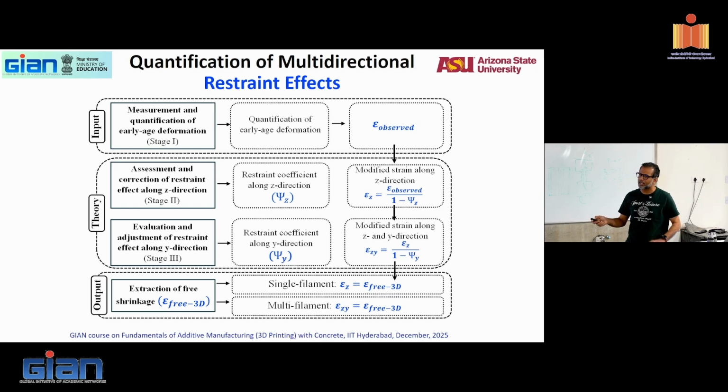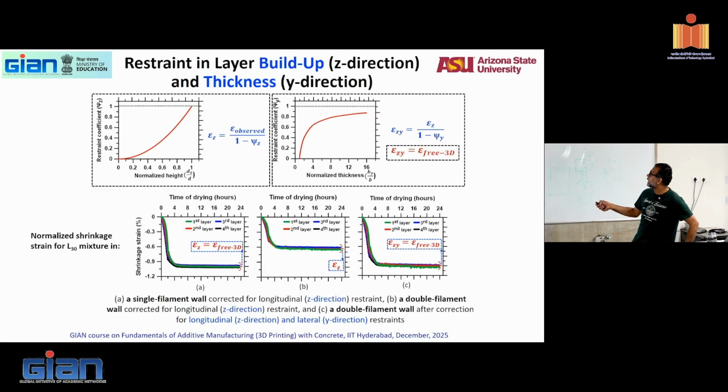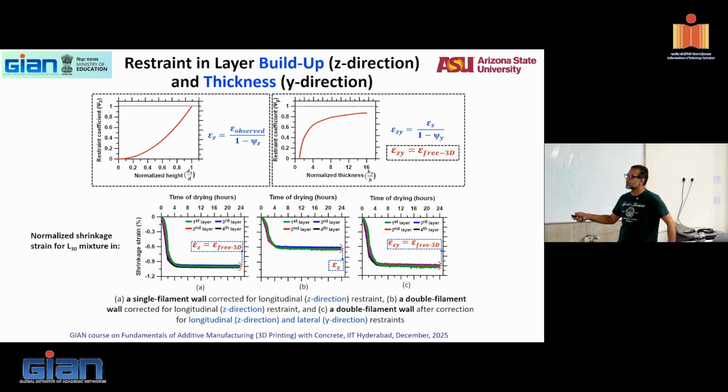So it's a simplified, mechanistically consistent way of doing it, and you can quantify what those restraint coefficients are. They're all theoretically derived from mechanics principles based on normalized thicknesses or normalized heights. And then eventually, if you do all this normalization, whatever number of layers, whatever number of filaments, doesn't matter, you will converge to one value, that is your intrinsic shrinkage of the mixture, which is dependent only on the mix proportions and the exposure condition. So restraint effects are completely taken out.